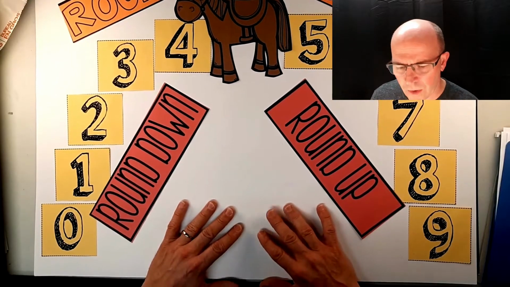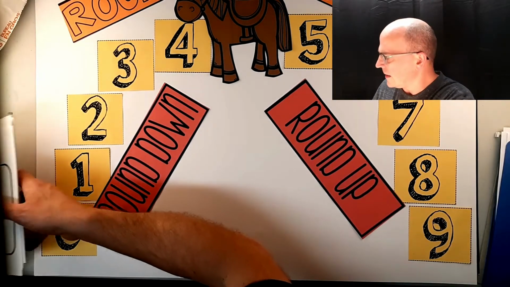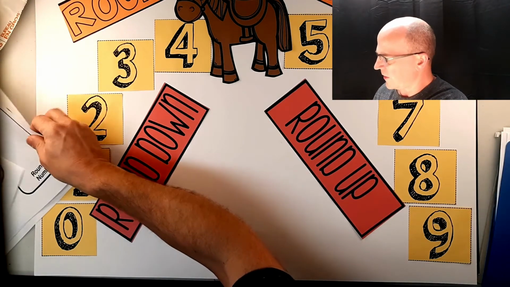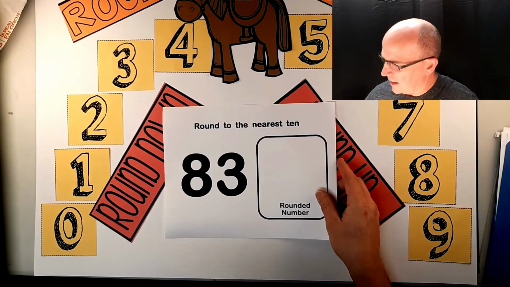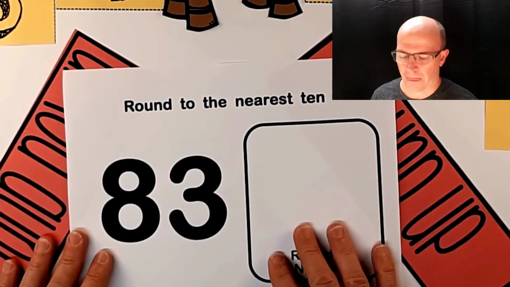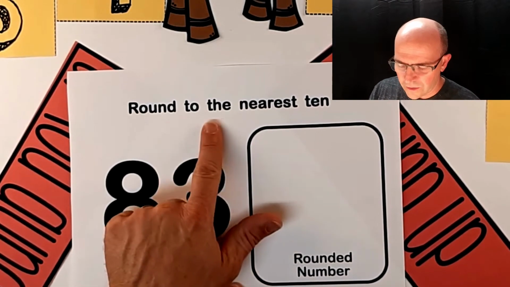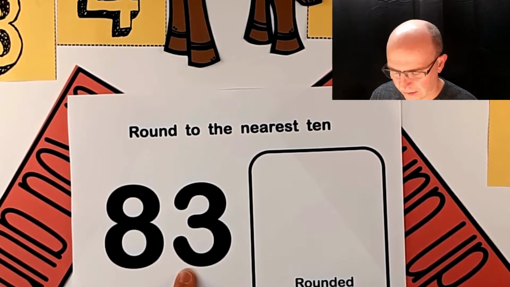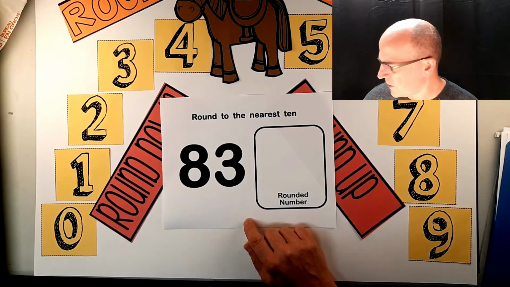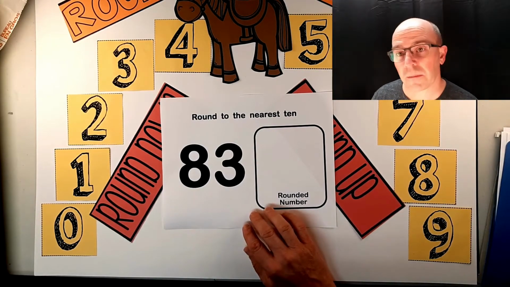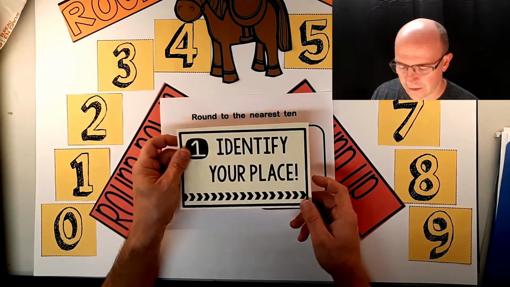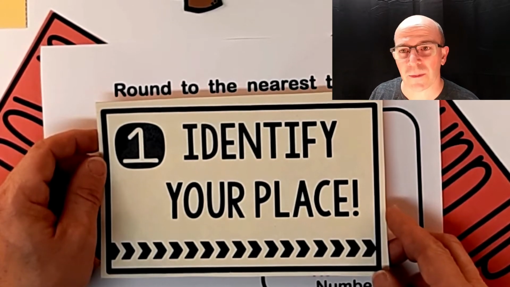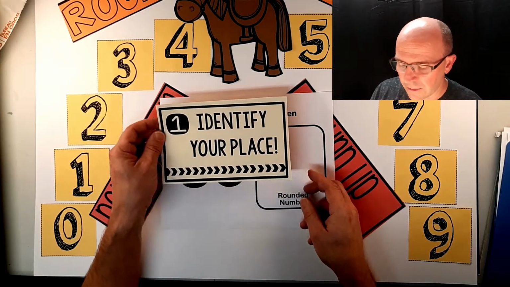Okay, so let's say that I gave you a number. Let's say that I had this, and it said round to the nearest 10, and my number is 83. There's a few different steps that we could take. The first step is this: identify the place. You all remember place value, I'm sure.